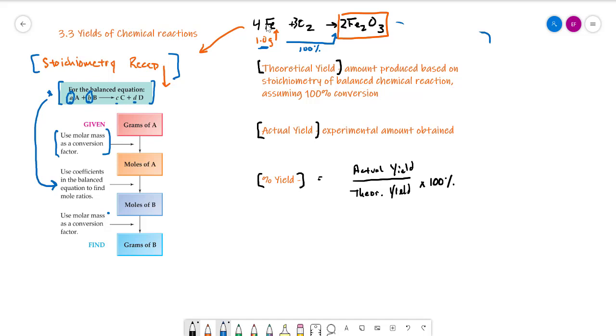So the theoretical yield is exactly that. It's the amount of the product, in this case Fe2O3, that's produced based on stoichiometry of this balanced chemical reaction, but assuming, and this is a really big assumption, that 100% is converted, meaning all of this 1 gram gets converted at a 4:2 molar ratio to iron oxide. So that's a theoretical yield. As you can imagine, chemists would love to get theoretical yields of 100%, or actual yields of 100%. We would have much, much cheaper pharmaceutical drugs if this were the case.